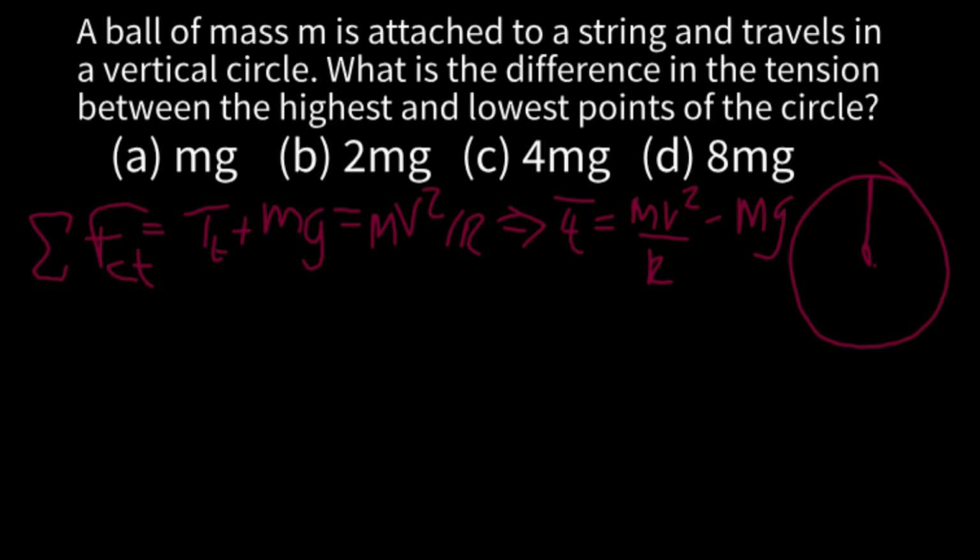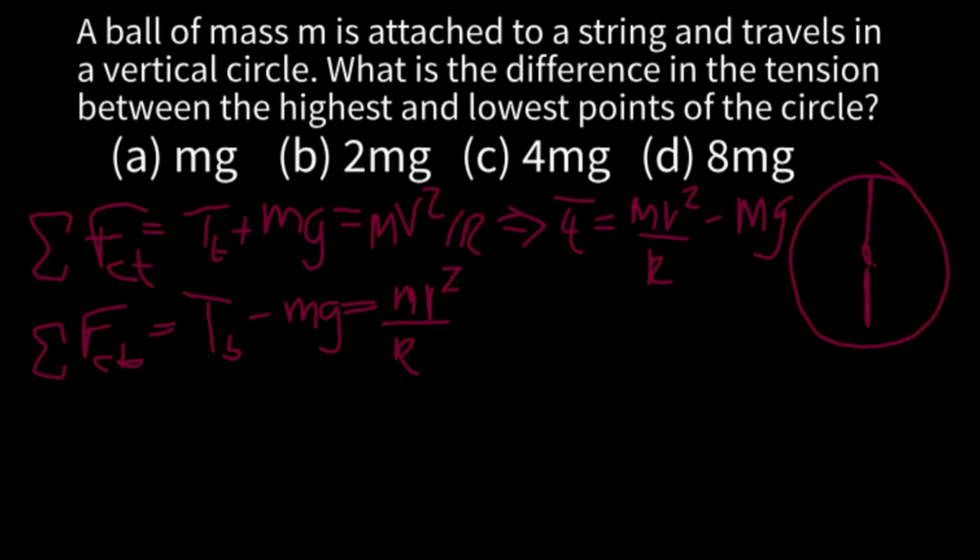Now we can sum the forces acting on the bottom. So tension also acts upward at the bottom, or inward, I should say. This time gravity is acting outwards from the center of the circle. But this still equals mv squared over r. Nice. In this case, then T sub b is going to equal mv squared over r plus mg.